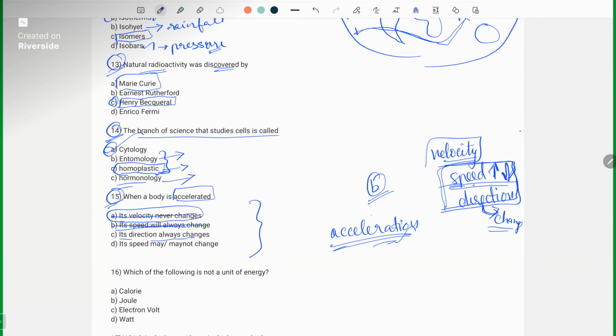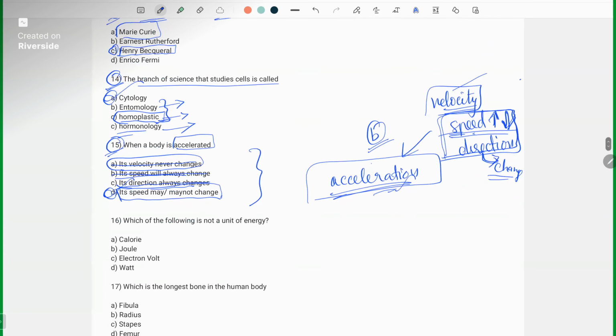டைரக்ஷன் ஆல்வேஸ் சேஞ்சஸ் சொல்லியிருக்காங்க. ஈவன் டைரக்ஷன் ஆல்வேஸ்னு இல்ல. டைரக்ஷன் இல்லாம ஸ்பீட் சேஞ்ச் ஆனாலும் இட் இஸ் ஆக்சிலரேஷன். ஸோ நாட் ஆல்வேஸ். இட் இஸ் ஆக்சுவலி ஸ்பீட் மே ஆர் மே நாட் சேஞ்ச். ஆர் ஈவன் டிரெக்ஷன் மே ஆர் மே நாட் சேஞ்ச் கொடுத்திருந்தாலும் அந்த ஆப்ஷன் மட்டும் தான் கரெக்டா இருக்குன்னா that will be the correct option. I think we are more clear about velocity and acceleration here.